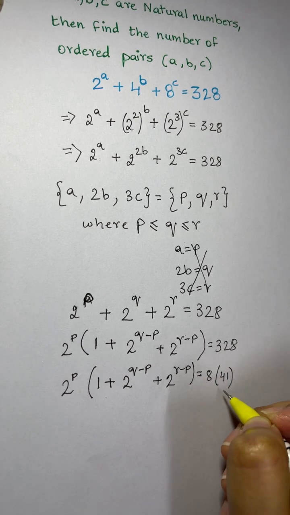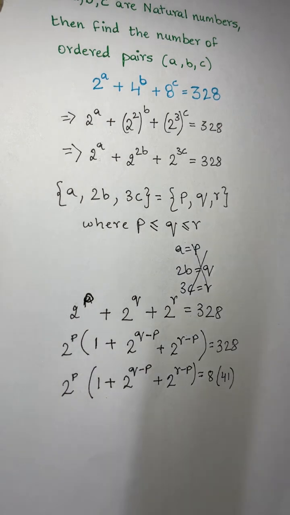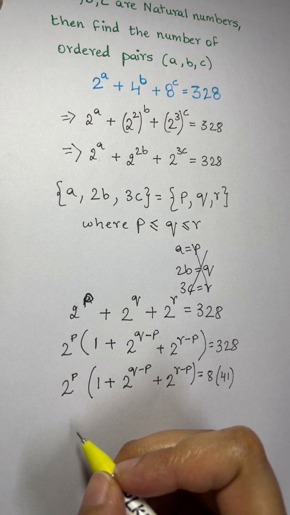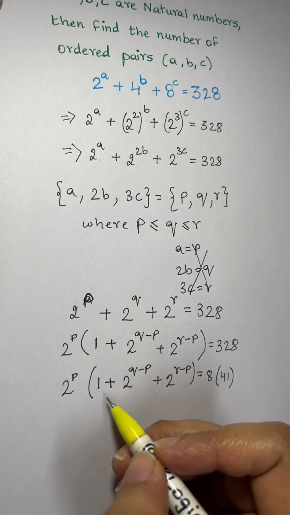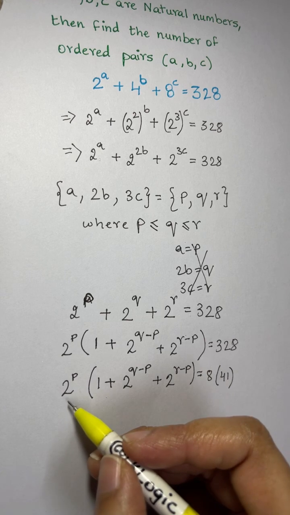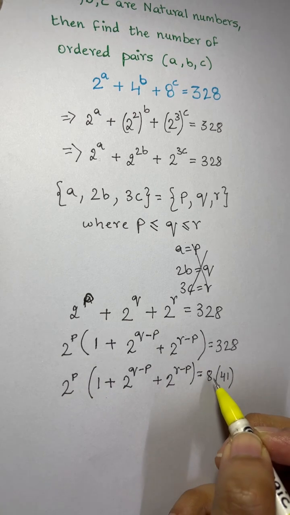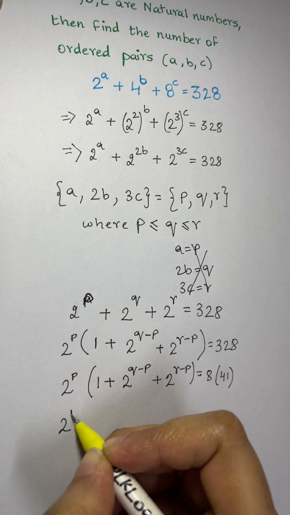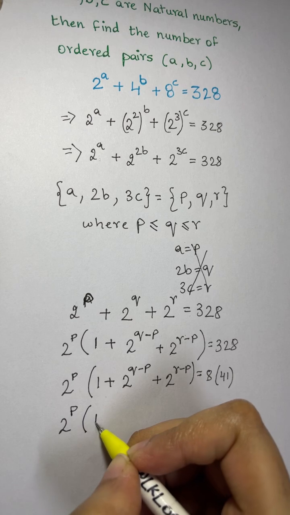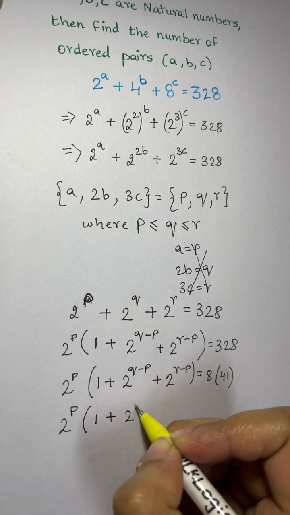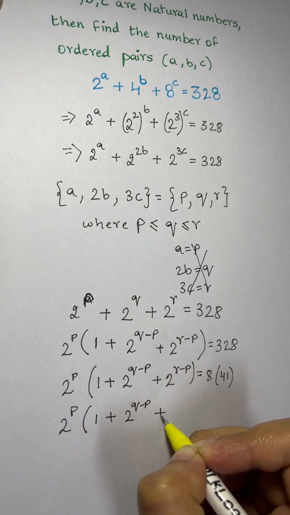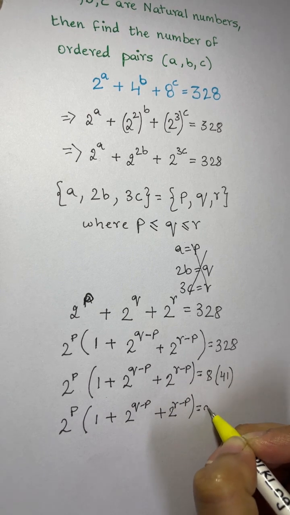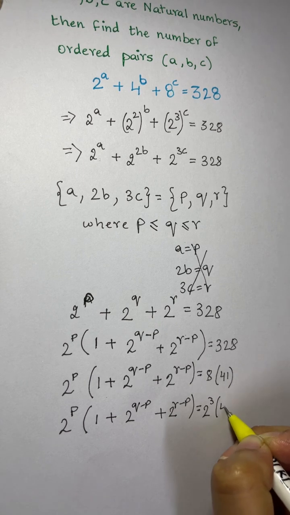328 you can write in terms of 8, and then we are going to convert it into the base of 2. Now here 2 to the power of p is a multiple of 2, and 8 can be written as 2 cubed. So let's write it down. Now you would be thinking, yes, we are almost there, near to our answer. So 2 to the power of p times the bracket 1 plus 2 to the power of q minus p plus 2 to the power of r minus p is equal to 2 cubed times 41.